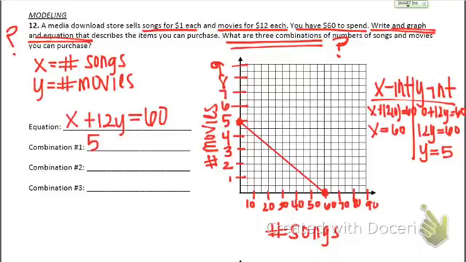Yep. 5 movies and 0 songs. And then Karina, what was the other one? Yep. I'm going to keep everything in the same order, though. So 0 movies and 60 songs. Does everybody see where she got that from? Is everybody okay? So the intercepts, those are possible combinations. Did anybody find another one?